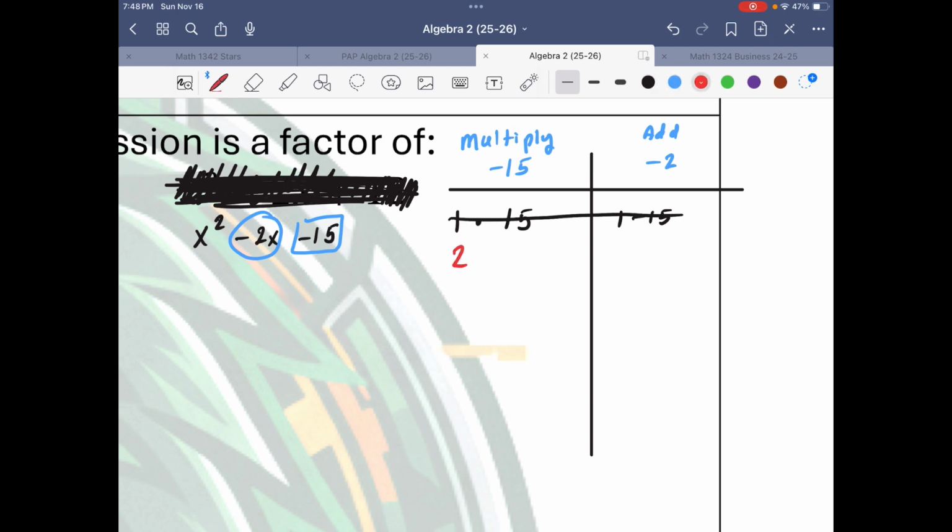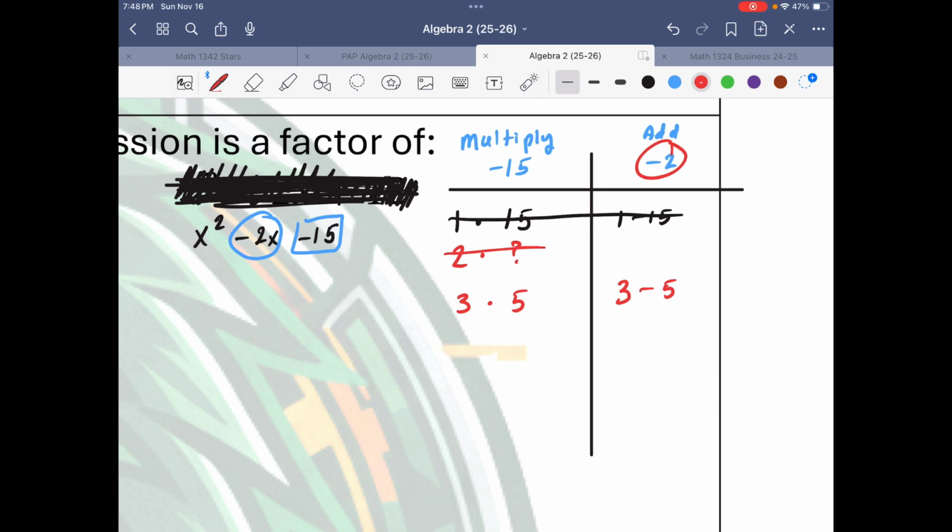Next, 2. Does 2 go into 15? No. So those numbers are not worth your time. What about 3? 3 times what gives you 15? 5. I know we need a negative, but we'll come back to it. Okay? What happens if I do 3 plus 5? Do I get a 2? No. What happens if I did a 3 minus 5? Does that give me a 2? Yes. Actually gives me the correct answer right away.